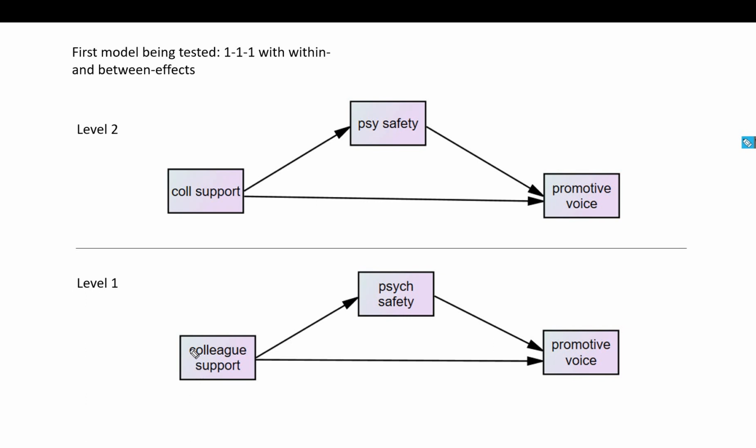So for this case right here, at level 1, we have measurements of perceived colleague support, perceptions of psychological safety, and promote a voice. So again, all of these were measured at the individual level within the work team. So in this model right here, we're going to test whether the effect of colleague support on promote a voice is mediated by psychological safety, and that's level 1, that's occurring within the work teams, and then level 2, this is capturing that mediated effect as it occurs between work teams.